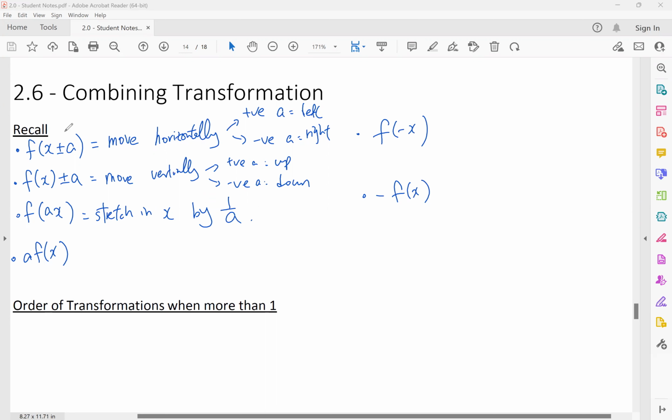Plus a means move to the left. Negative a means move to the right. Ax, a times x, rebellious, is times 1 over a. If the a is outside, then it's a stretch in y by a, just a.